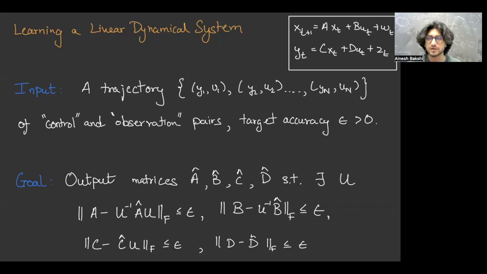So more formally, our goal is to output estimates hat A, hat B, hat C, and hat D such that they're close to the input matrices A, B, C, and D up to some unknown invertible transform U. The notion of error that we use is Frobenius error, and we want to recover estimates up to Frobenius error epsilon.